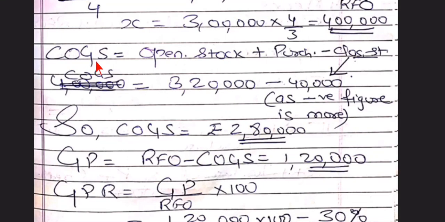Now the next stage, cost of goods sold. Why am I putting the formula of COGS? Because to calculate gross profit, I want COGS. Okay, because GP is equal to what? RFO minus COGS. So COGS is equal to opening stock plus purchase minus closing stock. Direct expense is not given, so that's why I have not written direct expenses here. So COGS is not given.